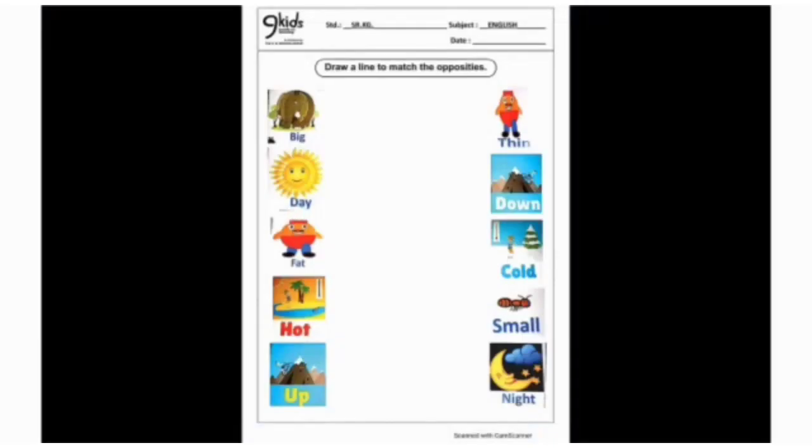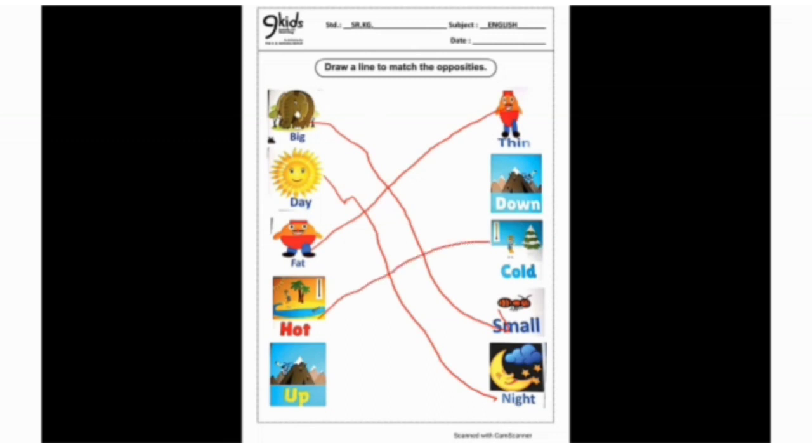First worksheet was to draw a line to match the opposite. We had already done the first one, that was big, small. Now the second, day, night. Third, fat, thin. Fourth, hot, cold. And the last one, up, down.